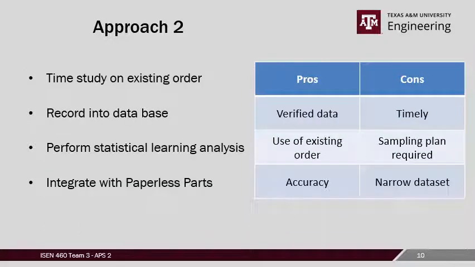In approach 2, we would perform a time study on a portion of an existing order to collect data for phase 1. With this data set, we would be able to use the statistical learning techniques to satisfy the second phase. Similarly to approach 1, we would manually code our results into our Paperless Parts account to integrate our efforts and deliver a finished product.